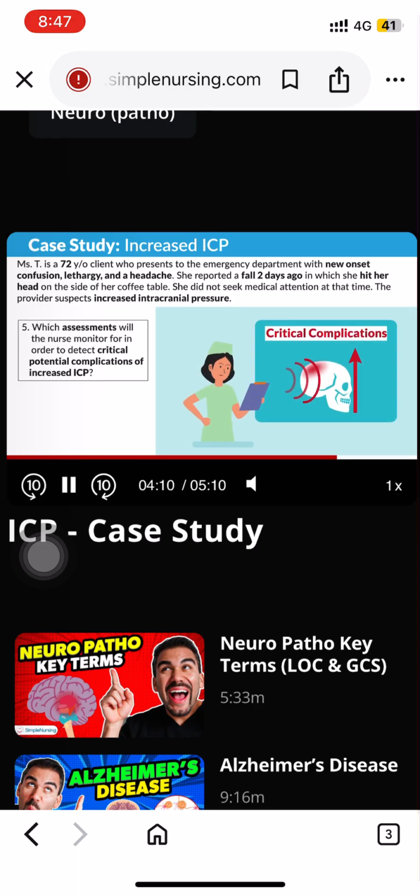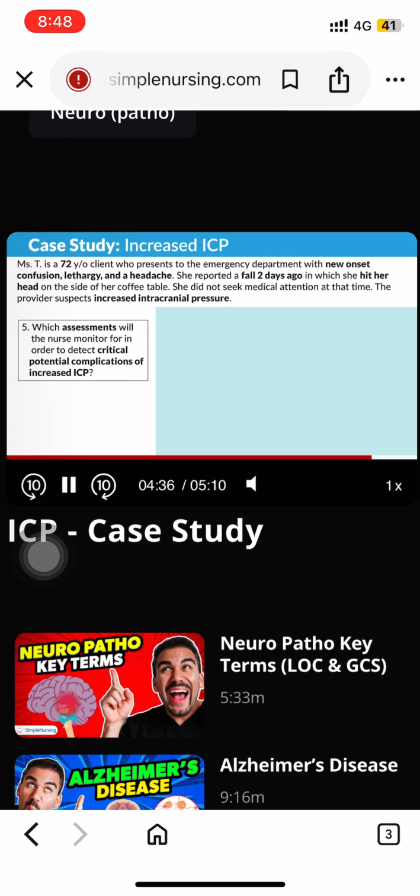Which assessments will the nurse monitor for in order to detect critical potential complications for increased ICP? So pause the screen and think of some critical assessments. Okay, so let's break it down. The question's asking which assessments to monitor to detect critical potential complications from that increased ICP.